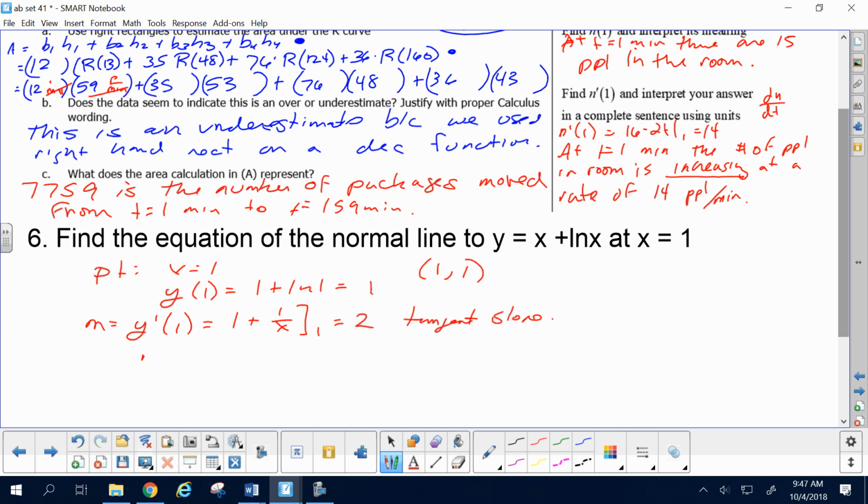The normal slope is perpendicular. So what's the perpendicular slope? Negative 1/2. It's the opposite sign and reciprocal. Now write the equation with the point and the slope. Y minus 1 equals negative 1/2 times x minus 1.